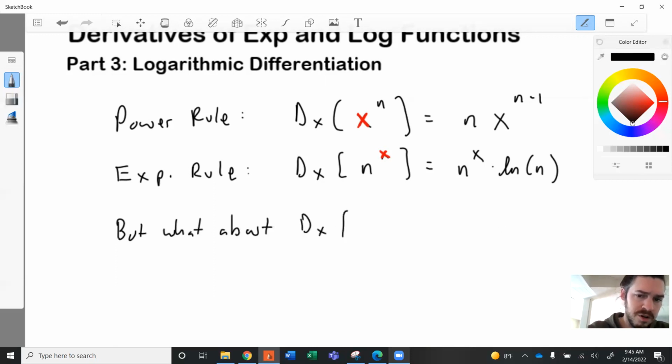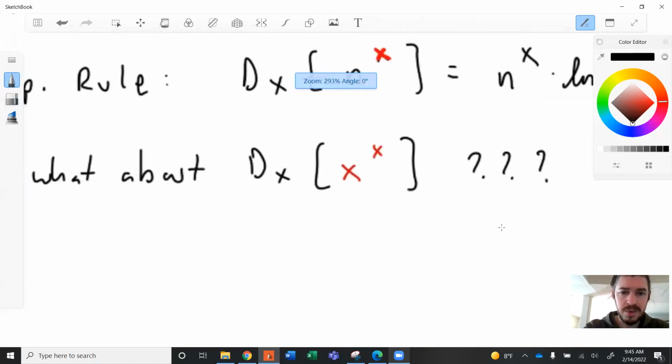what about the derivative of x to the power x, where both the base and the power are the same variable? What about that? Derivative of x to the power x. It's not a power function, so we can't apply the power rule, right? We can't just do the power rule on this. Also not an exponential function, so we can't apply the exponential rule. It is a different thing. So here's how we can approach it.